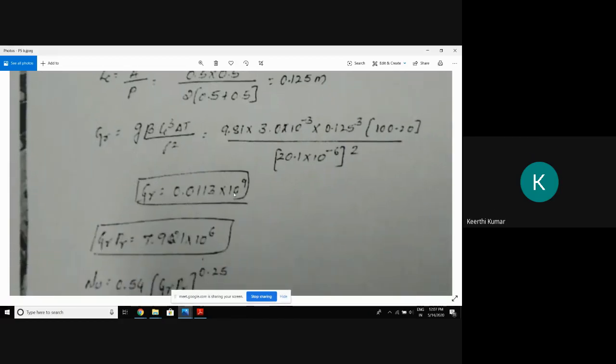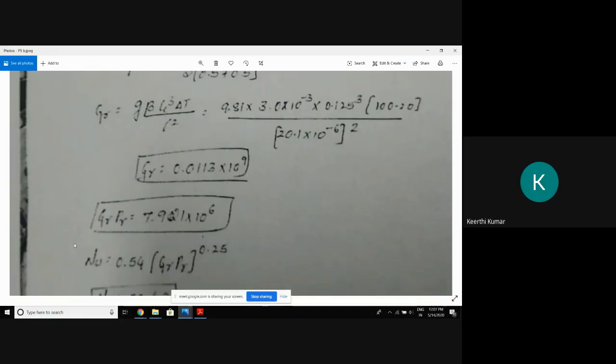So what we want to find out is the Grashof number into Prandtl number. Grashof number into Prandtl number, again we got 7.921 into 10 to the power of 6 for the horizontal plate. If the plate is kept horizontally, this is the product of GR into PR. Once you know GR, PR, I missed out the note here to write. You were supposed to write a note here. What is the note you are supposed to write?